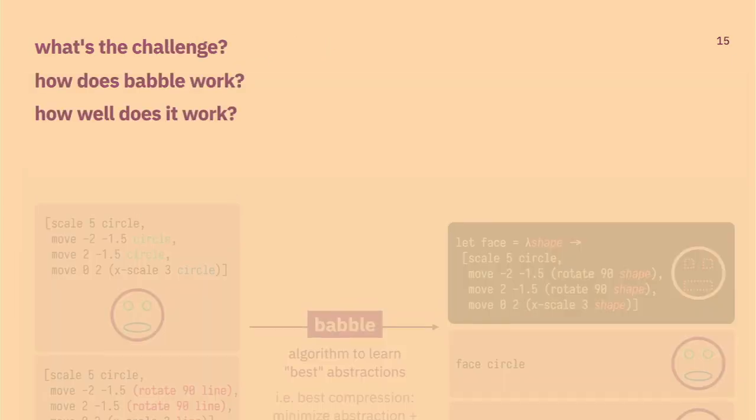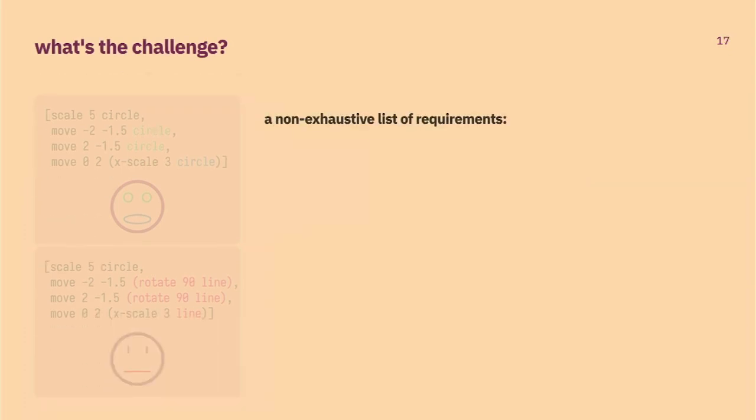So with that in mind, the rest of this talk is going to have 3 parts. First, we'll talk about why this problem is hard and why Babble needs to exist in the first place. Then I'll give you all a taste of how Babble works before going through some evaluation results. Starting with the challenge that we want Babble to tackle.